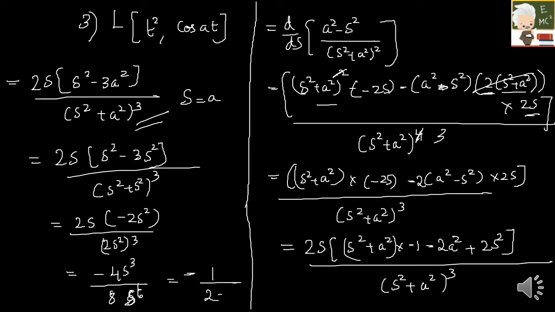If they are giving some conditions like this, like when s is equal to a, find what is your Laplace transform of t square comma a cos at, something like it, or s is equal to 2a. It completely depends on your question. So you should be aware how to do this.